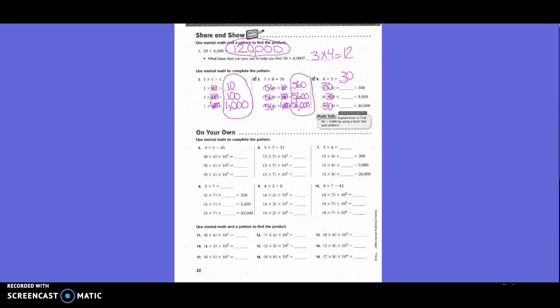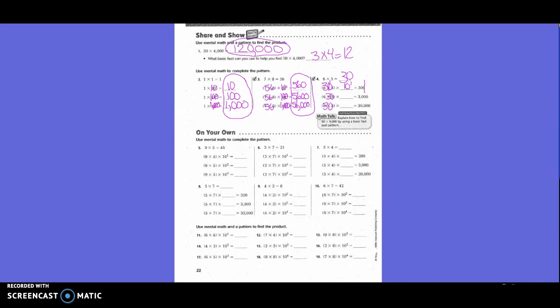Okay, so usually when I have 2 zeros, that means I'm at 10 to the second power, right? But in this case, I have a 0 already on the other side. So what I need to do is, if I have a 0 here, I'm crossing off a 0 here, and I'm crossing off a 0 here. So how many zeros am I left with then? 1. So then this would be 10 to the first power, right?